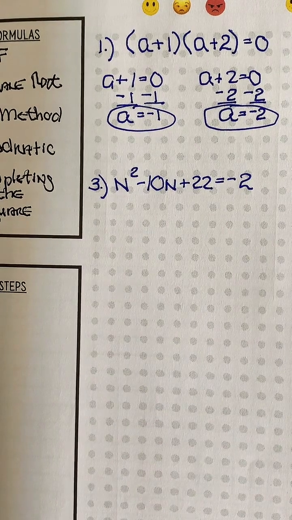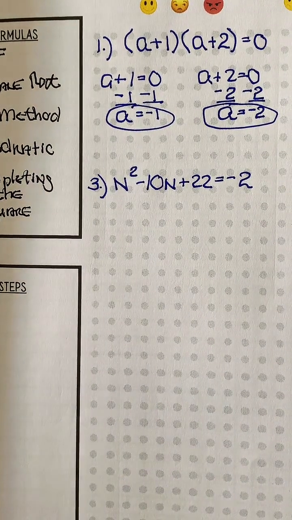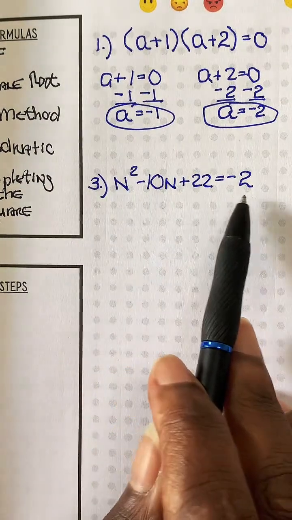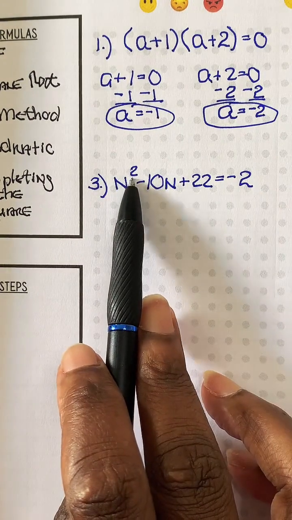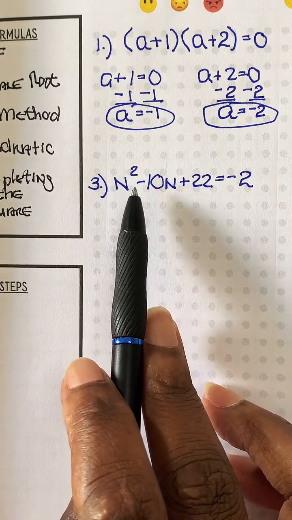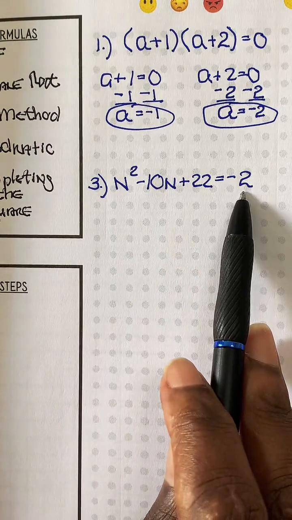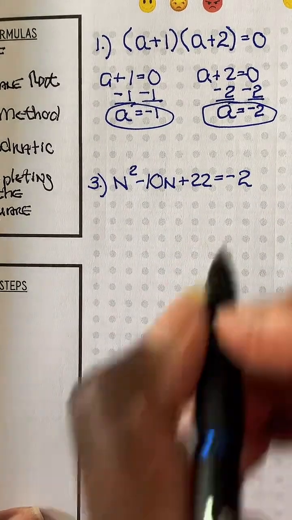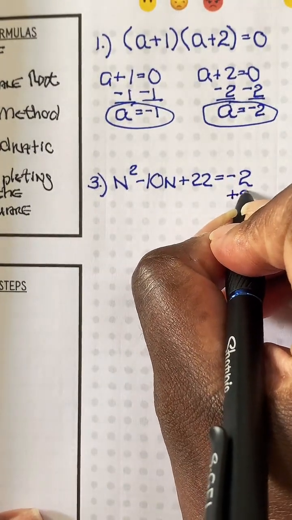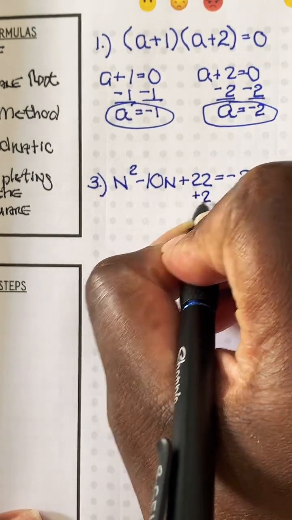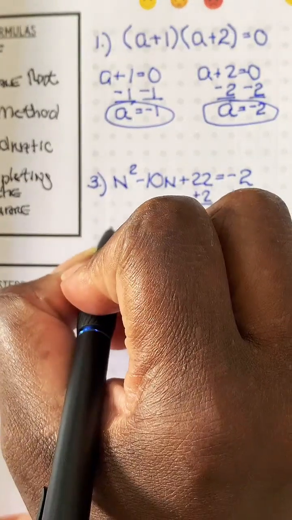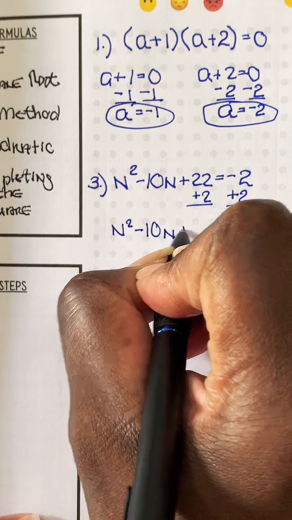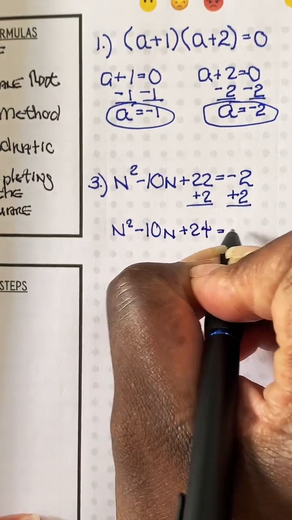So let's take a look at it because I'm getting some interesting answers. First off, my equation. If my highest degree is to the second power, unless you're doing completing the square, it should always equal 0. So I want to set this equal to 0. I'm going to add 2 to both sides. So now I have n squared minus 10n plus 24 is equal to 0.